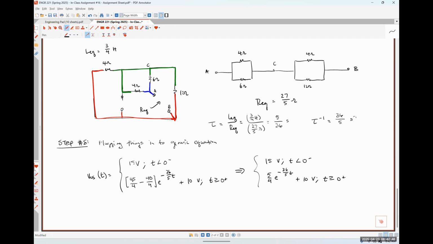Alrighty, so that was that in-class assignment problem. You guys have now seen an example where we have multiple energy storage elements that can be combined into a single energy storage element. And then the rest of the process is exactly the same thing that we've been doing.